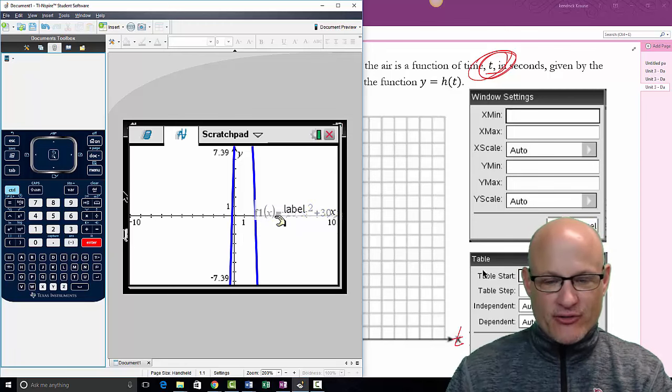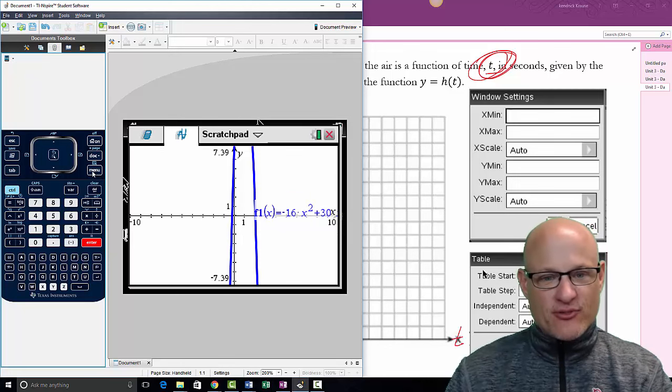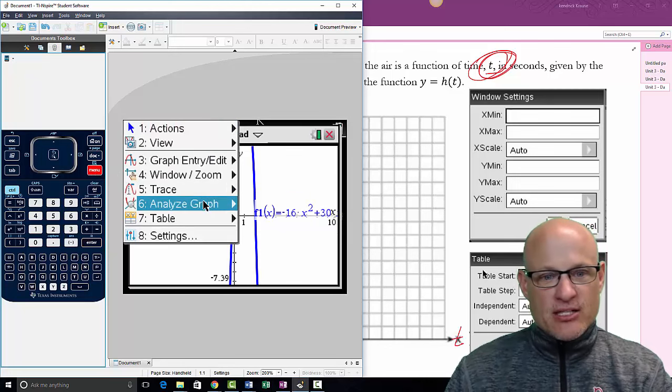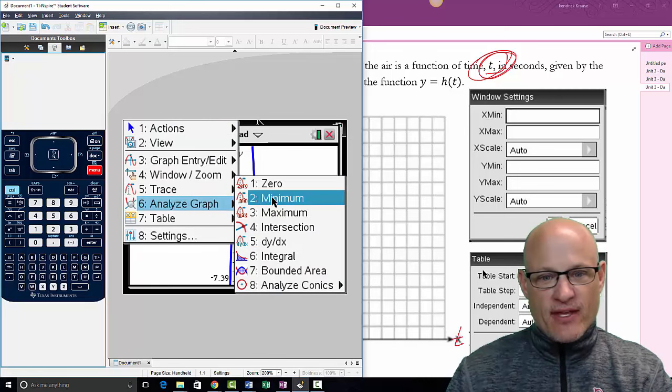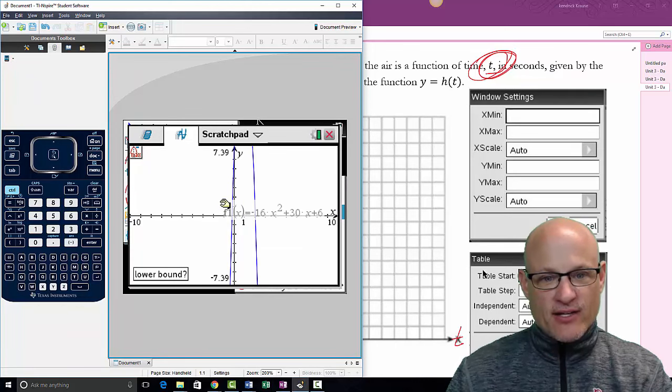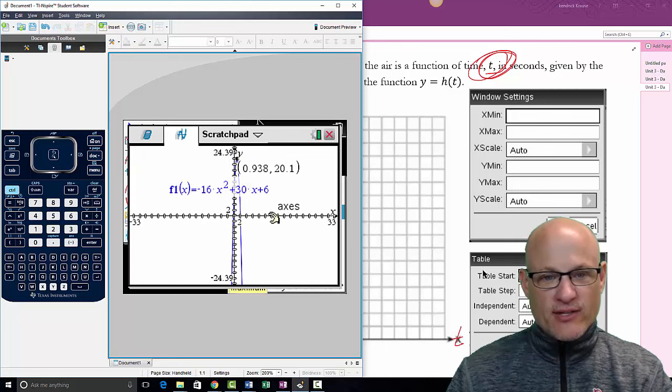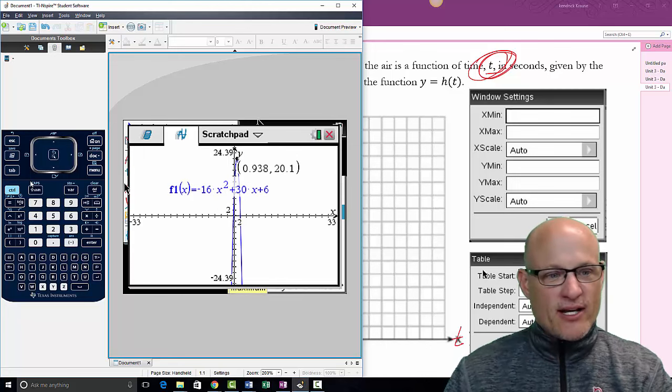So clearly this scale's terrible, and I can't even come close to seeing the top of this thing. By the way, one option for finding the top is just to go to Menu, Analyze Graph, and then do Maximum in this case. I go to the left-hand side, I go to the right-hand side, and it tells me my maximum's around 20 feet in the air.